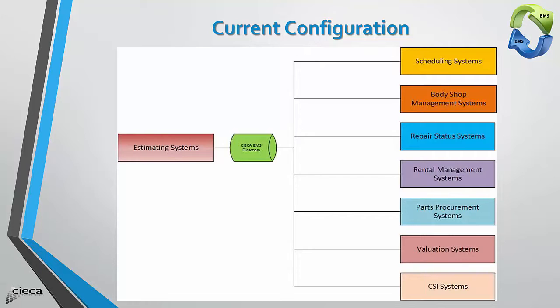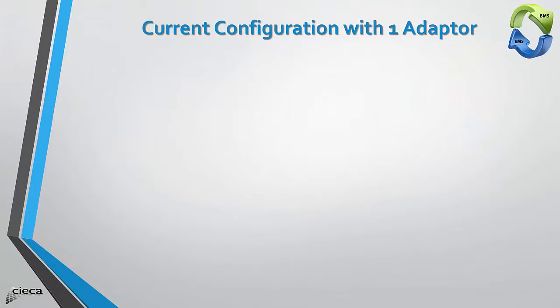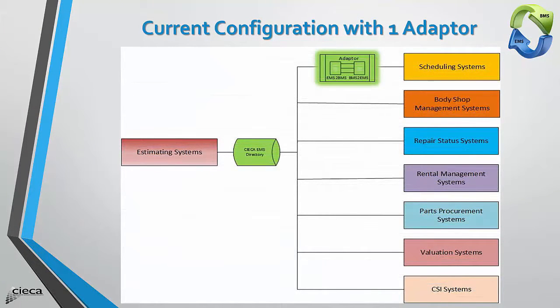Let's take this simple approach of a software adapter and see how it fits into our computing environment. We start out with one information provider that decides to implement the BMS, for example, scheduling. That information provider builds a software adapter and changes the input to their system from the EMS to BMS. The scheduling application is now completely BMS enabled.